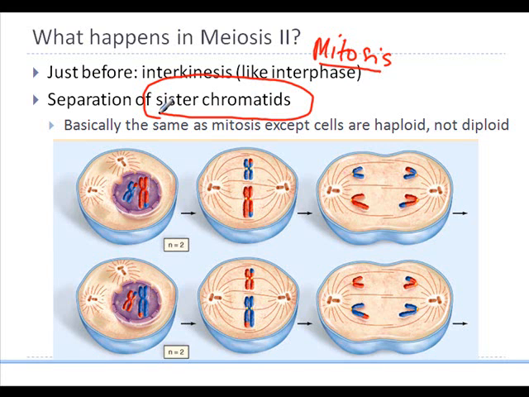Now the difference is when the cell undergoes mitosis, it was a diploid cell. However, when the cell undergoes meiosis 2, it's a haploid cell. So here we have a haploid cell that will separate out the two chromatids. So it is basically the same as mitosis, except the cells are haploid and not diploid.